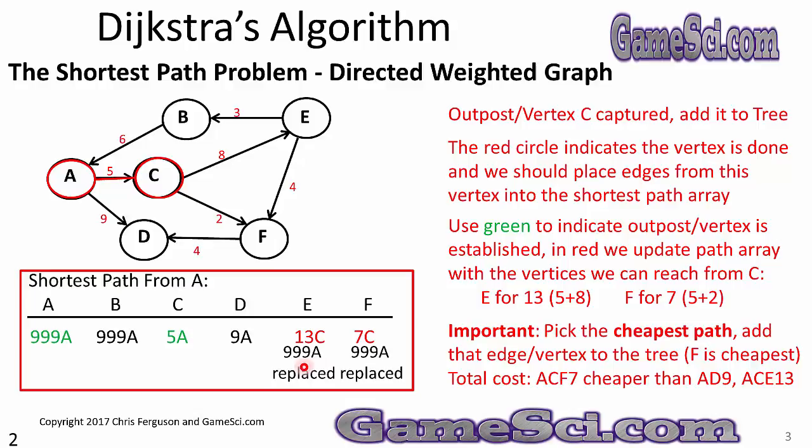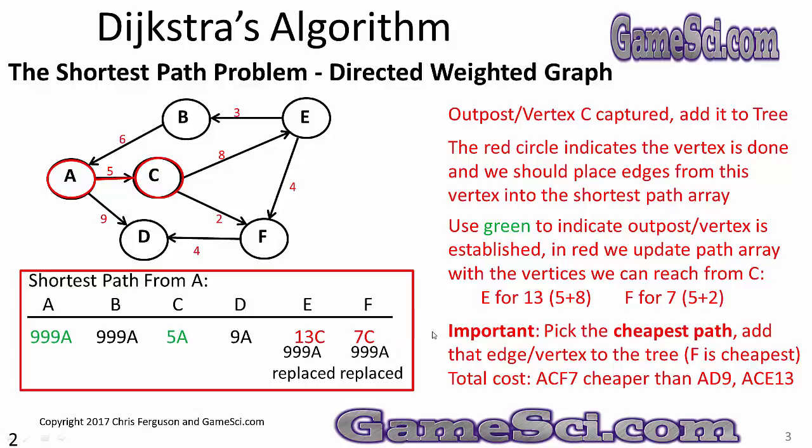Notice how the 999 was replaced. We don't need it anymore. We now have a path to E. Look at F. We have a cost of 7. It took us 5 to get to C and another 2 to get to F. So for a total cost of 7, coming from C, we can reach F. Once again, we'll replace the 999 cost to indicate we can reach F now for a cost of 7.